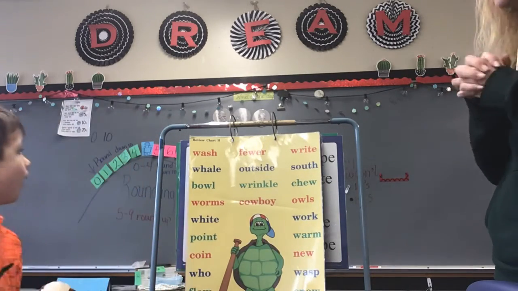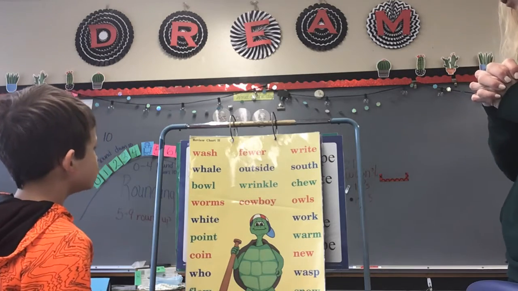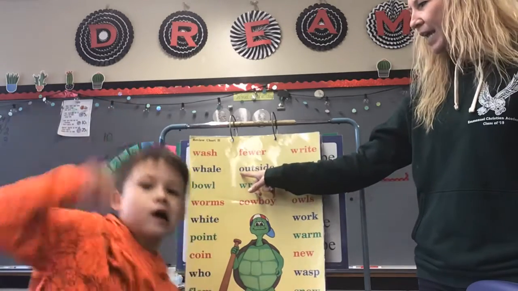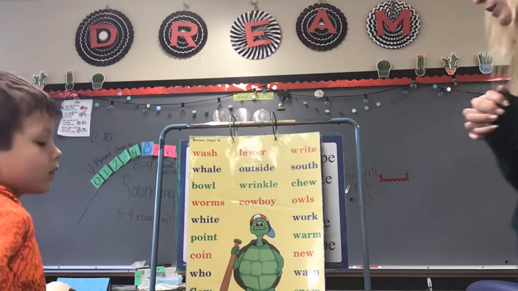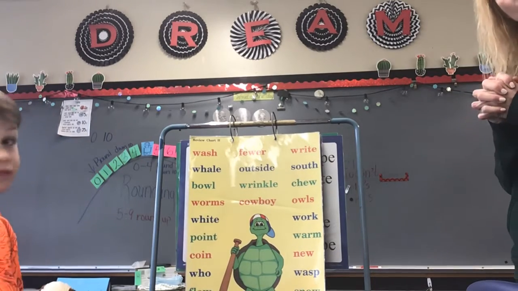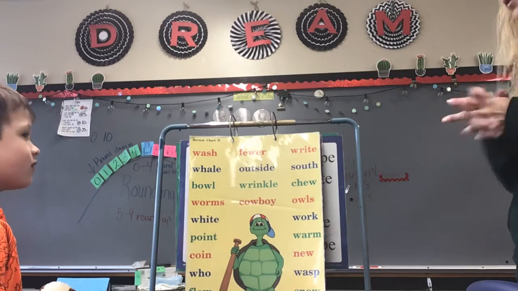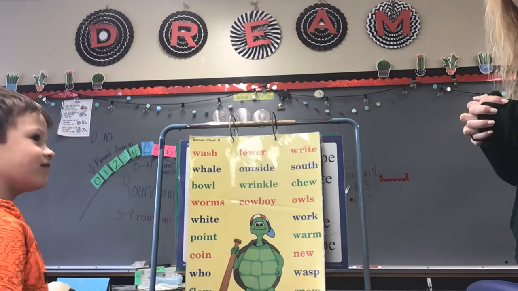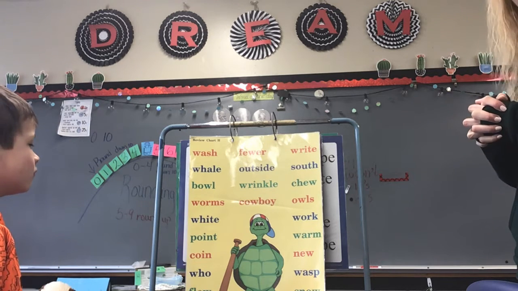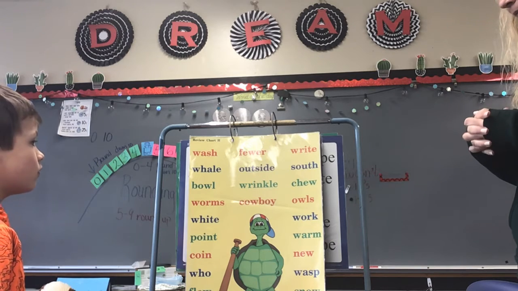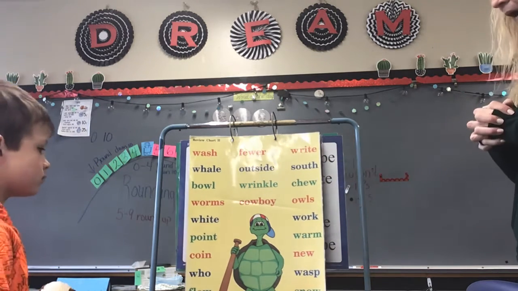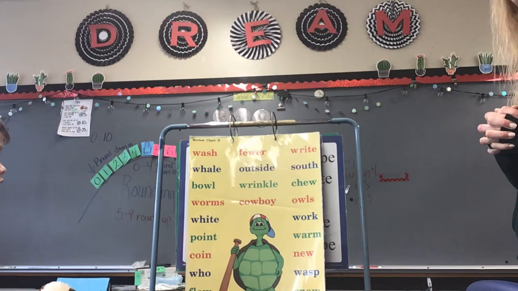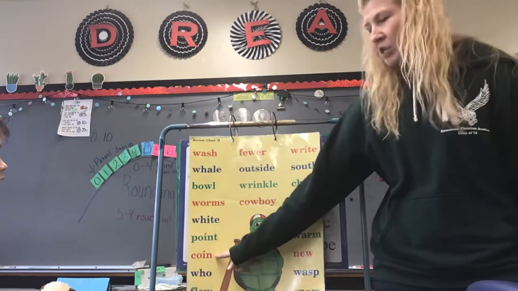I'm looking for a word that is a compound word. Cowboy. Good. Cowboy. Or you could have also said outside. Good job. All right, next one. I'm looking for a word that is a color word and has one special sound. White. Good job. I'm looking for two special sounds and it's a direction. South. Good job. It is money. Did you say coin?